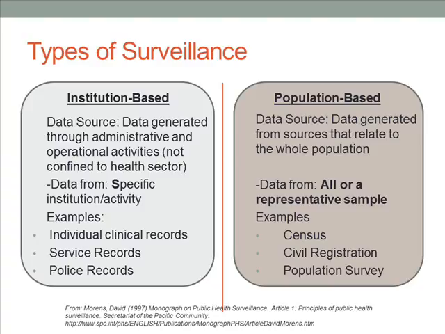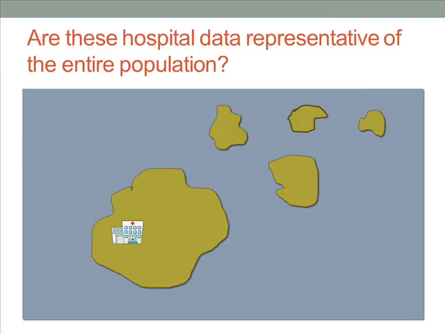Slide 3. We can remember types of surveillance. Institution-based is data generated through administrative and operational activities, not confined to the health sector. Population-based is data generated from sources that relate to the whole population. Slide 4. Are the hospital data representative of the entire population? Data cannot represent the population and relevant subpopulations. We would have assumptions from Big Island to other islands.